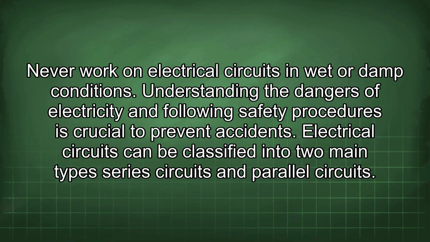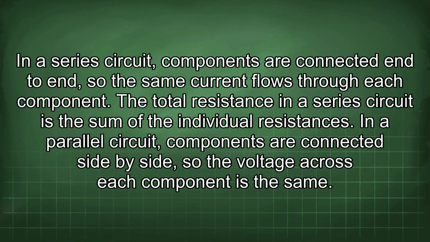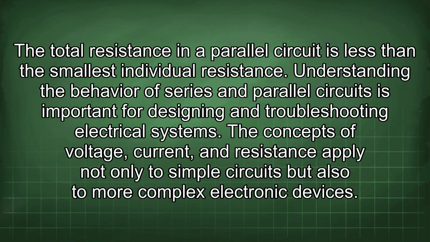Electrical circuits can be classified into two main types: series circuits and parallel circuits. In a series circuit, components are connected end to end, so the same current flows through each component. The total resistance in a series circuit is the sum of the individual resistances. In a parallel circuit, components are connected side by side, so the voltage across each component is the same. The total resistance in a parallel circuit is less than the smallest individual resistance. Understanding the behavior of series and parallel circuits is important for designing and troubleshooting electrical systems.